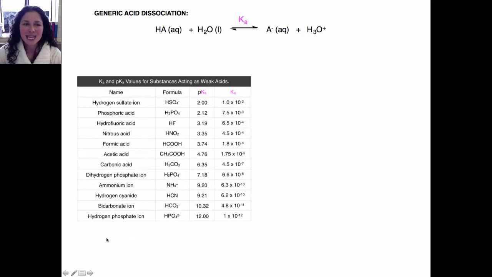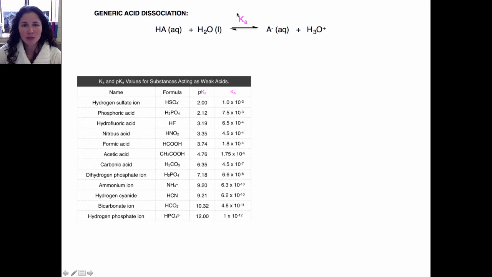On your activity, there is a table of Ka and pKa values for substances that are weak acids. Here is a list of the weak acid name, their formulas, the pKa's, and the Ka value. Let's talk about the meaning of the Ka value in terms of acid strength. The more hydronium ion that is produced by a weak acid, the stronger that this acid is. In other words, the larger the Ka value is, the stronger the acid. Because if this Ka value is larger, it means that the reaction lies in the more forward direction.